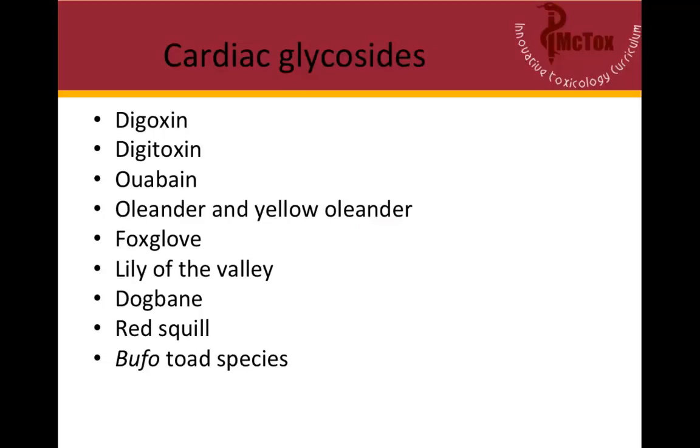Cardiac glycosides, or cardioactive steroids like digoxin, can be found in a number of pharmaceutical preparations, as well as from plant and animal sources. Digoxin is the most common source of exposure in North America, but other preparations are available internationally, including digitoxin and even ouabain. Oleander, as well as yellow oleander, also contain cardiac glycosides. Yellow oleander, in particular, is commonly used in Southeast Asia as a form of suicide. Other plants include foxglove, lily of the valley, dogbane, and red squill. Bufo toad species also contain cardiac glycosides.